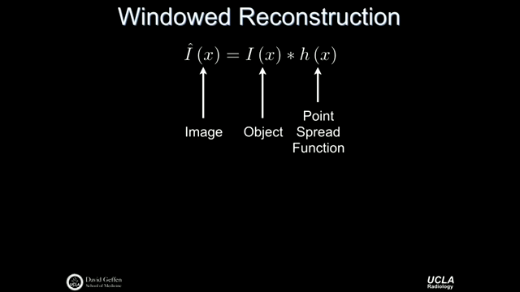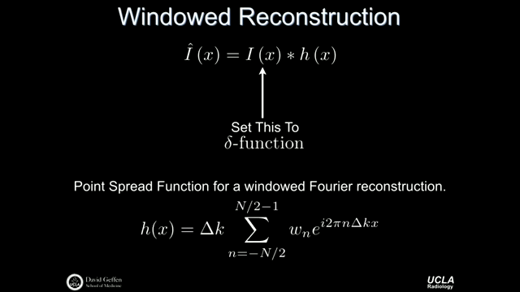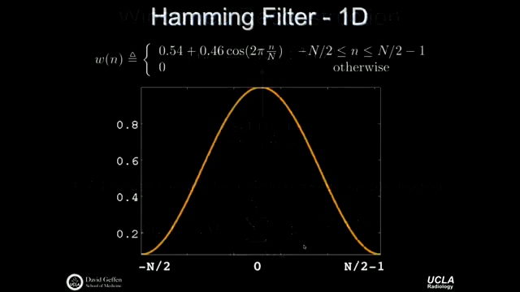Okay, so let's go back to this idea here that the image itself is the convolution of the underlying object and the point spread function. We can set this to a delta function we know, and we could recover what the point spread function is, in this case, for a windowed Fourier reconstruction. And the only thing that's new is this windowing function enters in here. So it's just an amplitude that acts also on that spatial frequency encoding term. In the case of the conventional reconstruction, the windowing function is just ones. Right? It's just one for all n's. But we can be more creative than that and do something interesting.